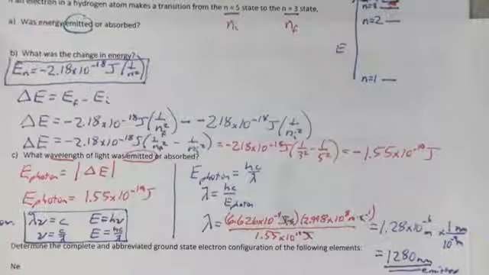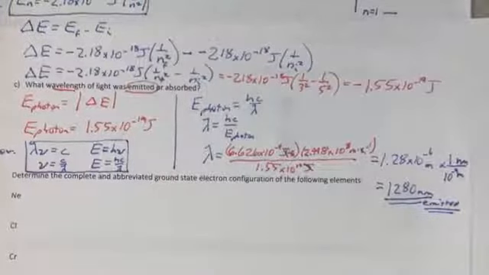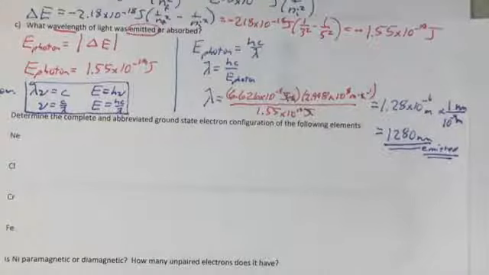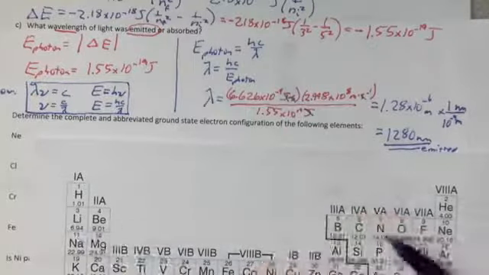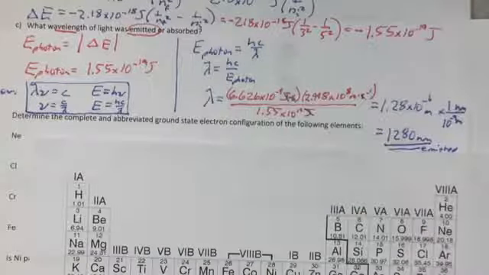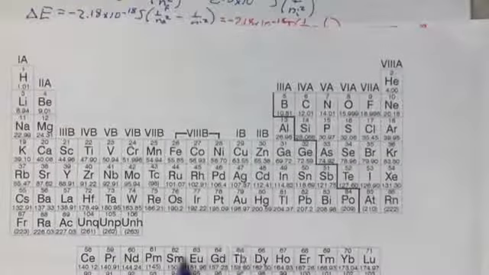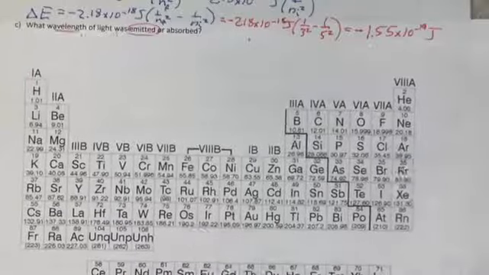Question number 4 asks us to give the complete and the abbreviated ground state electron configurations for several elements. So here's how we'll do this. We'll use the periodic table to determine the electron configuration of an element. First, you need to know that this is the S block, this is the P block, this is the D block, and this is the F block.